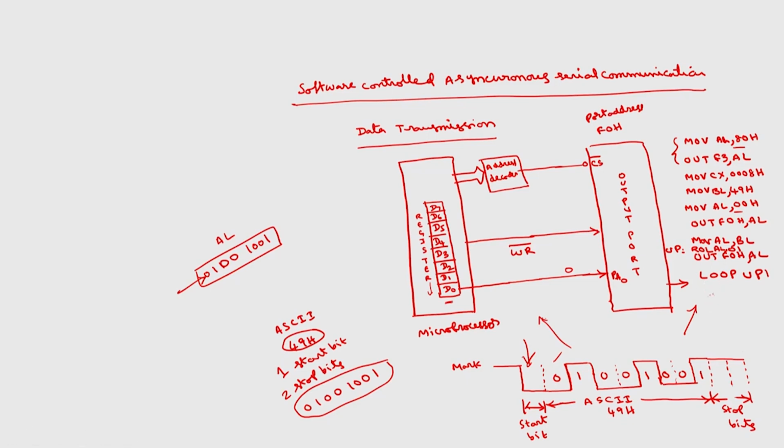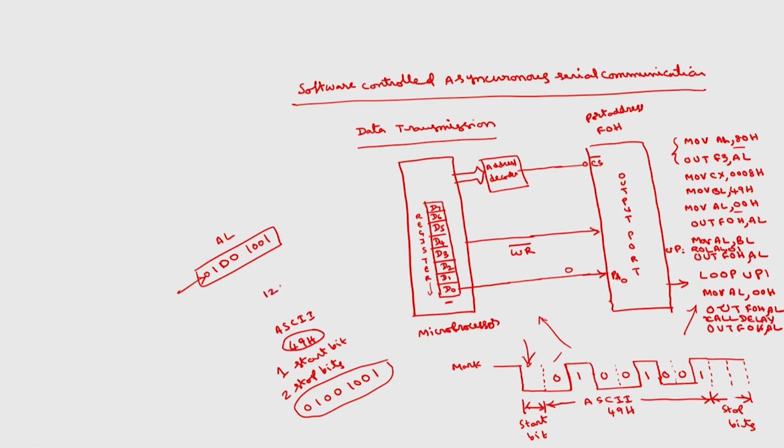Then you transmit 2 stop bits: MOV AL, 00H, OUT F0H, AL, then again OUT F0H, AL. In between I have to give a delay, CALL delay. So, what should be this delay?